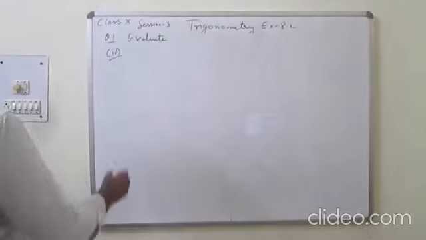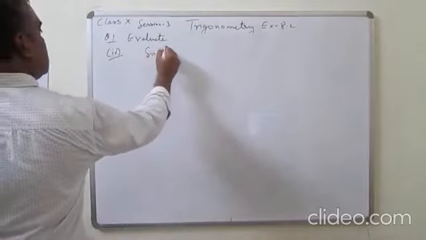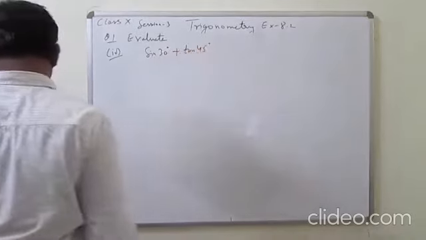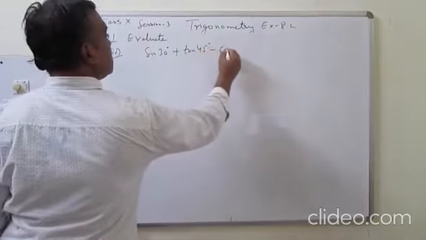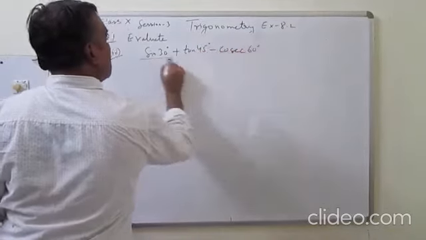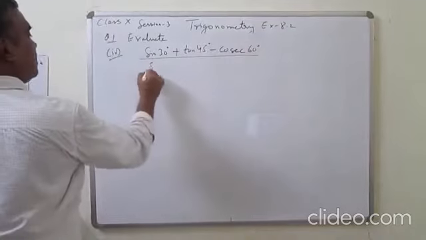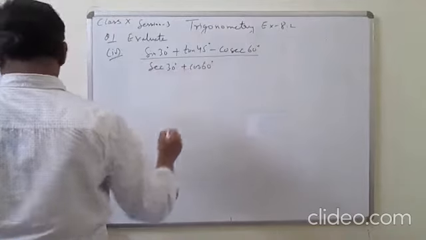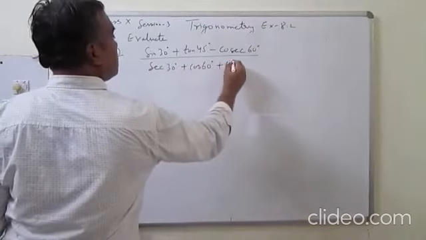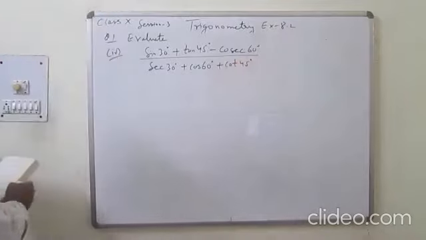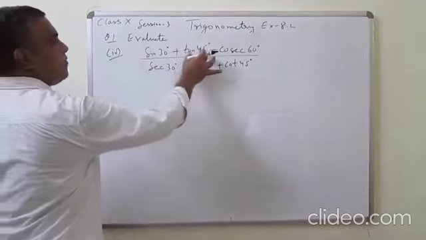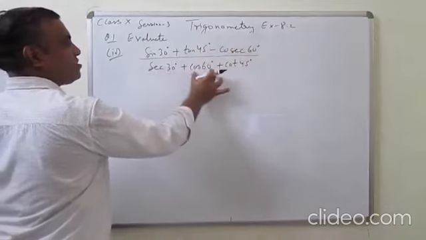Part 4: sin 30 plus tan 45 minus cosec 60 upon sec 30 plus cos 60 plus cot 45. Now, again putting the values of sin 30, tan 45, cosec 60, sec 30, cos 60, cot 45.